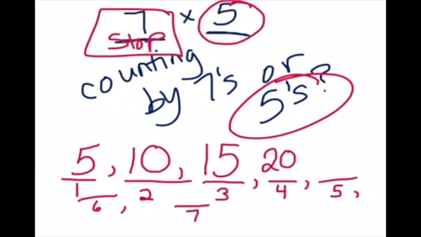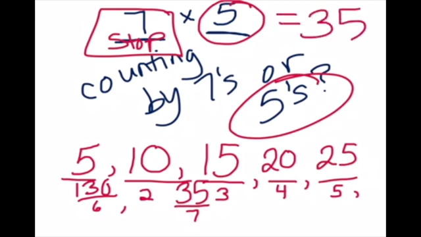Okay, let's just keep counting. 5, 10, 15, 20, 25, 30, 35. Oh, and that's where I stop. So what's 7 times 5? 35. Nice and quick strategy.